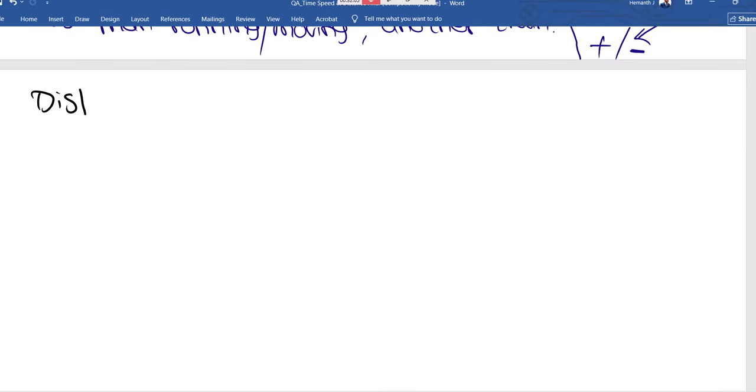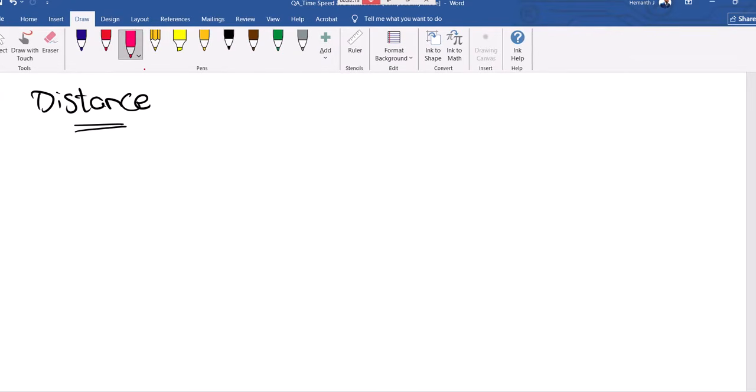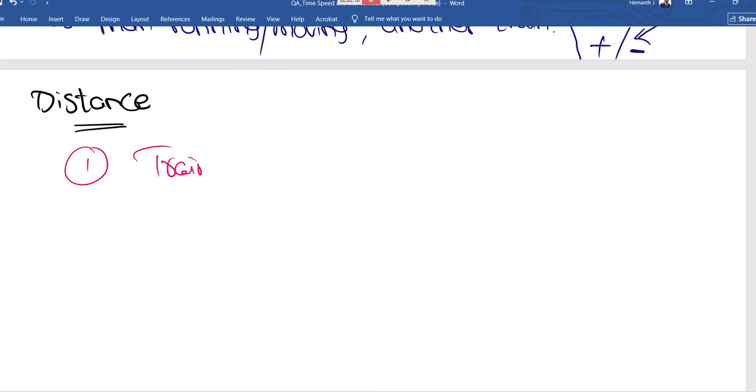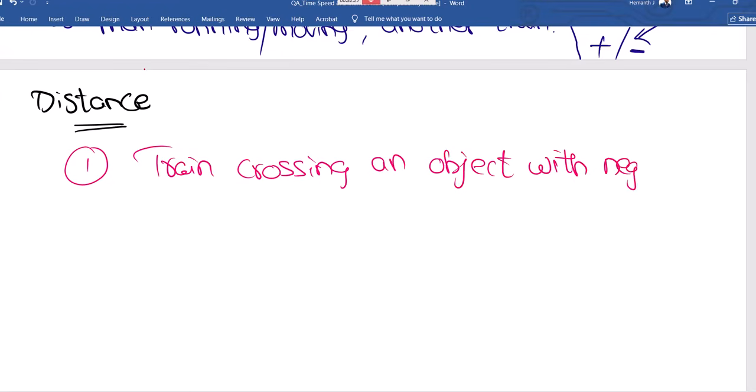From the distance point of view, the first case is a train crossing an object with negligible length. What is this, sir? A train crossing an object with negligible length. This negligible length is with respect to the train length. When compared to train length, that object length is negligible.